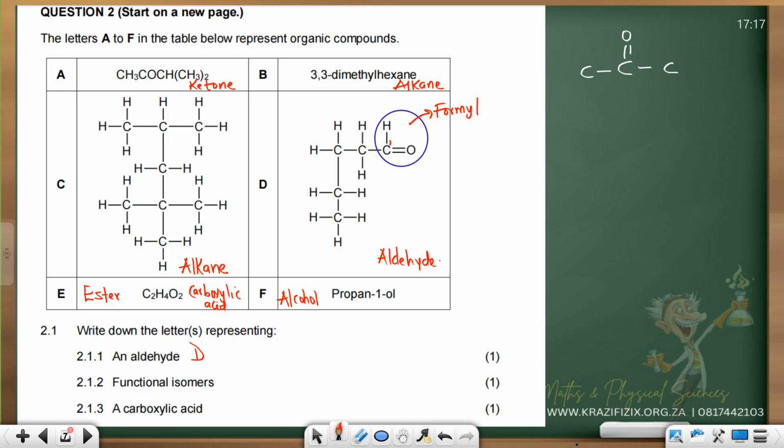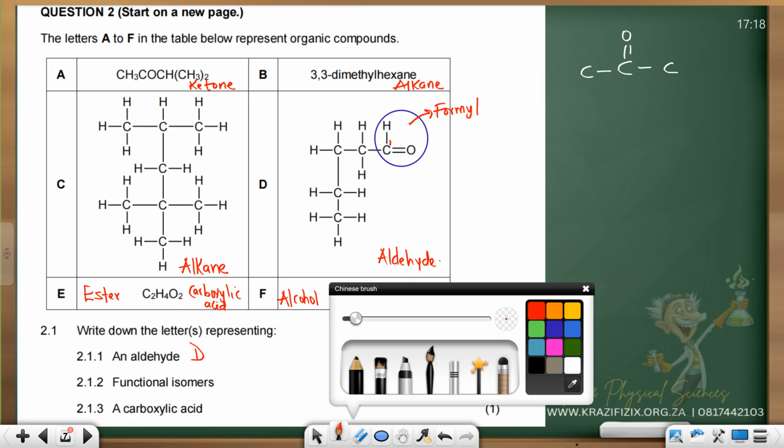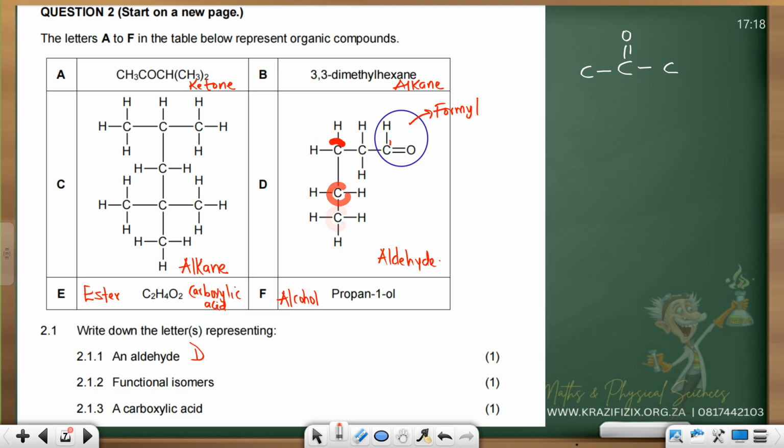Write down the letters. Which ones are functional isomers? I think we just came back from that multiple choice. We said aldehyde and what? Ketones. But now we need to count. Let's count the number of carbon atoms. 1, 2, 3, 4, 5. 1, 2, 3. There are 2 here, right? 4, 5. So what do we have? A and D. Guys, if you find yourself struggling with this, just take a day to read this. You'll be fine. A carboxylic acid, that would be E.